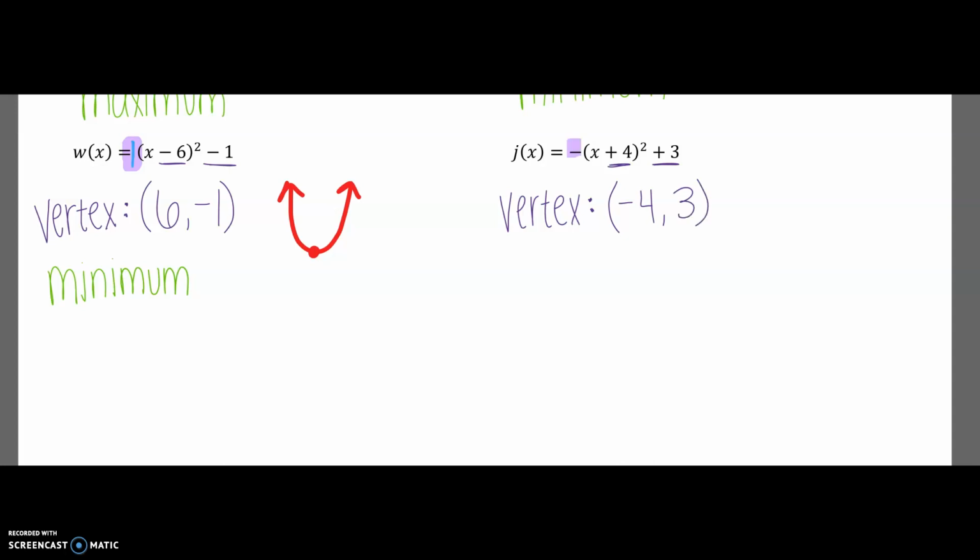Now we'll identify our a value, which is negative. That means that our parabola is open down with our vertex at the top. When our vertex is at the top, we call that a maximum.